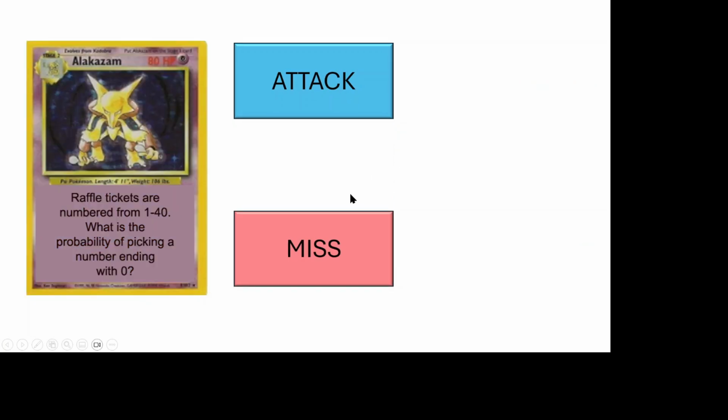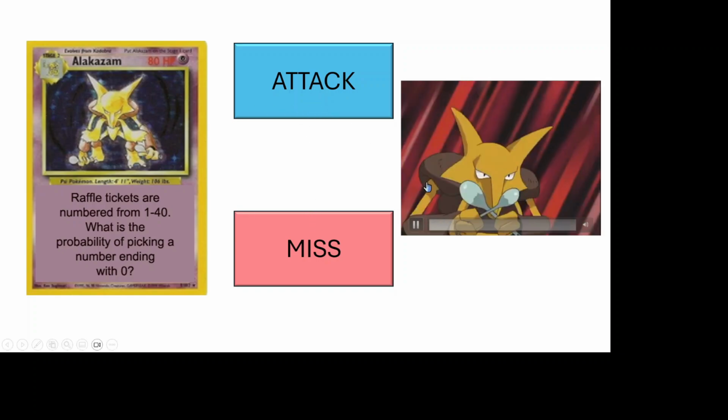Next, raffle tickets are numbered from 1 to 40. What is the probability of picking a number ending with 0? Okay, so there are only 4 numbers ending with 0 from 1 to 40, namely 10, 20, 30, and 40. So if we put 4 over 40, that is 1/10 when simplified.